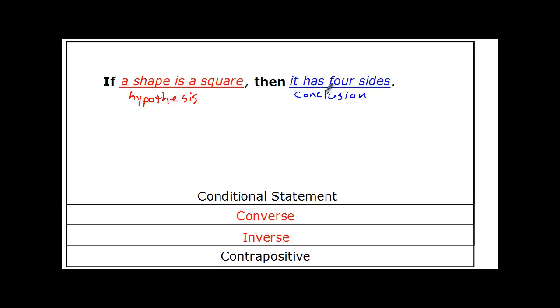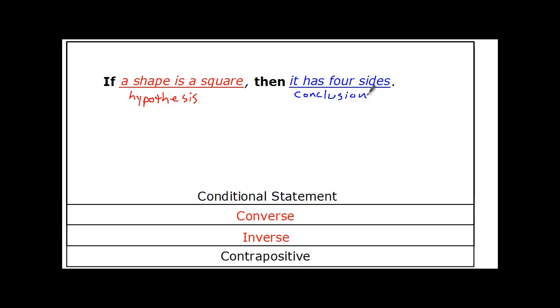You could also come up with other conclusions. You could say if a shape is a square, then it has 4 right angles, or then it looks like a box, or then it is not a circle. So anything that you put here would be a conclusion. But it's important that you understand which one is the hypothesis and which one is the conclusion, because the rest of these statements are all going to be built just based off of the fact that this is the hypothesis and this is the conclusion.